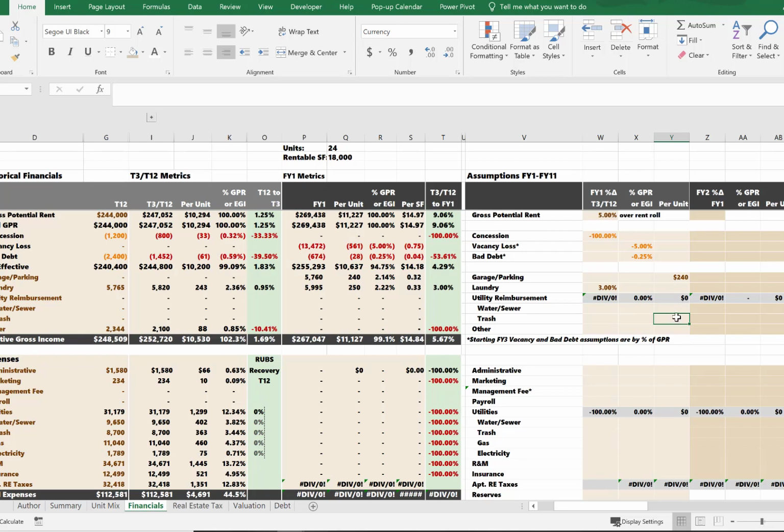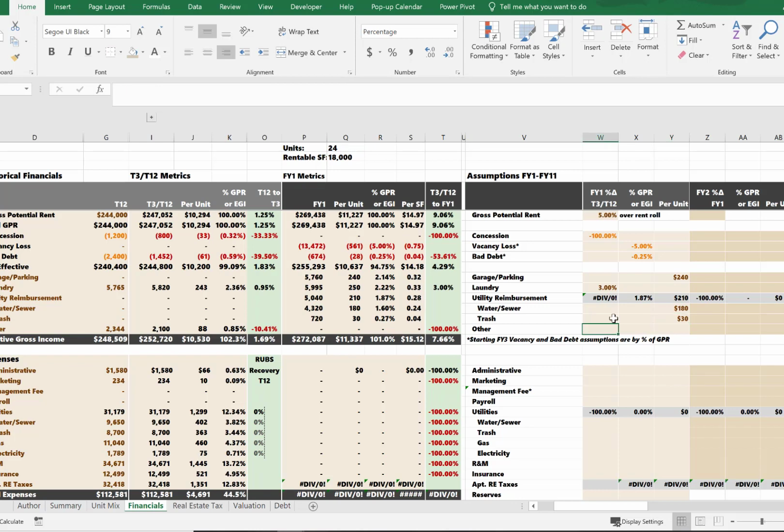So I'm just going to take, for trash, it's 12 units, which is 50% of the unit mix, times $5 times 12 months divided by 24 units. And then for water, sewer, it's going to be 12 units times $30 times 12 months divided by the unit mix. And that's $180 per unit.